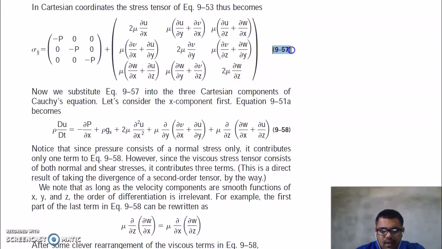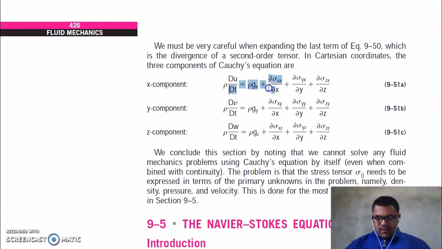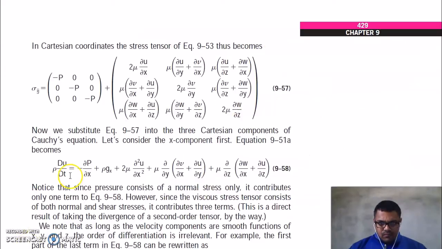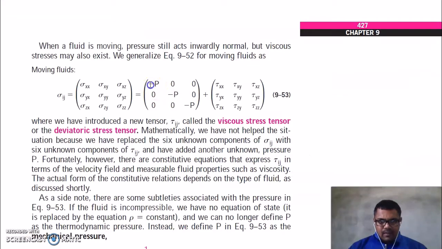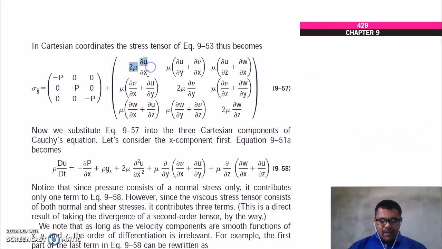Now put this equation into the three coordinate components of Cauchy's equation. First in this equation you will get the x component, then y and z components, and so on. Now putting into the first equation, you will get this equation here. While taking sigma xx, you have to consider this component plus this component, and so on. While taking sigma yy, you have to take this component and this component, and for z you have to take this component and this component.